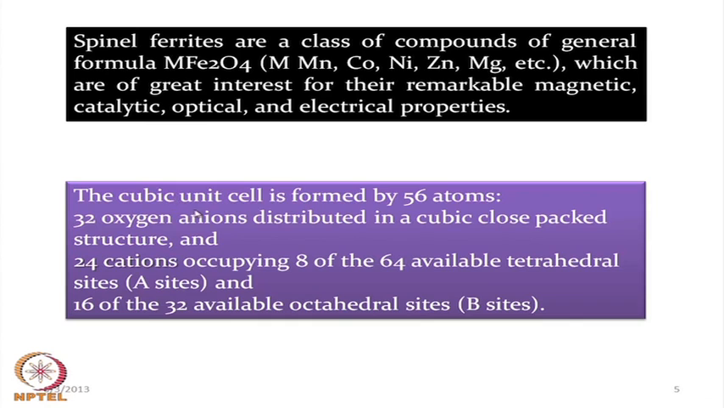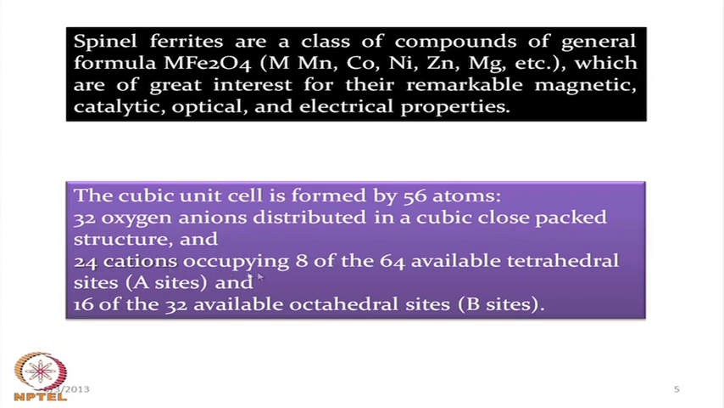In a cubic unit cell, which is formed from 56 atoms together, the oxides as well as the corresponding cations, we have 32 oxygen anions and 24 cations. Altogether we have 56 atoms. The 32 oxygen anions can be distributed in a cubic close-packed structure, what we have seen at the very beginning of this particular class, where we have the layer arrangement of the different oxide anions.